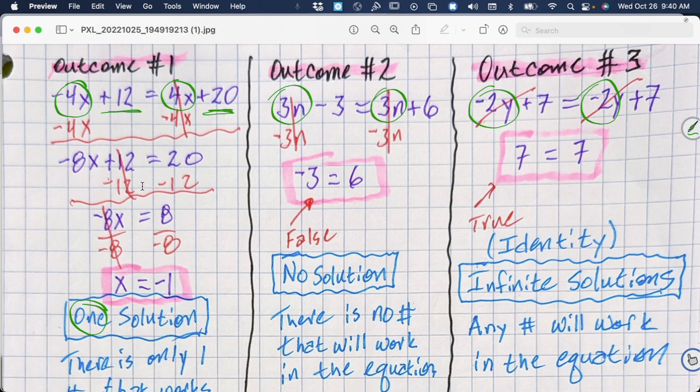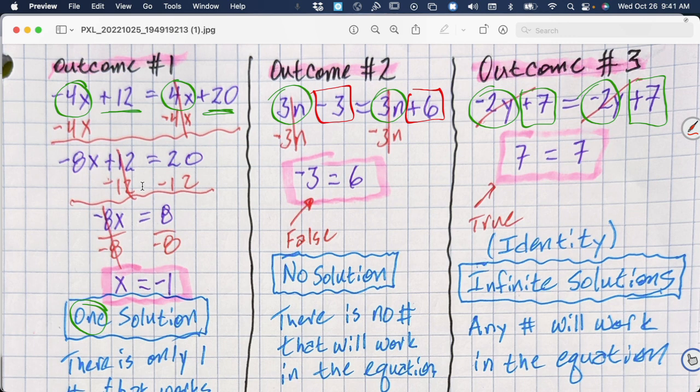The part that's going to make them different are the constants. For no solution, what can we say about the constants? Are they the same or different? Different. So if you have the same variables on both sides and different constants, no solutions. How about if you have the same variables on both sides and the same constants? You're going to have infinite solutions. Okay, so we're going to take advantage of that right now.